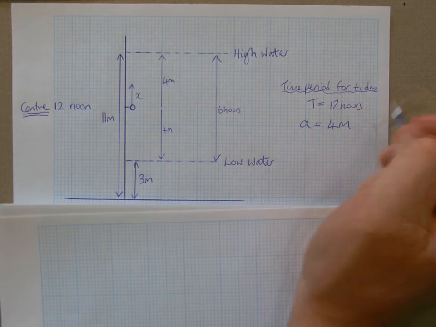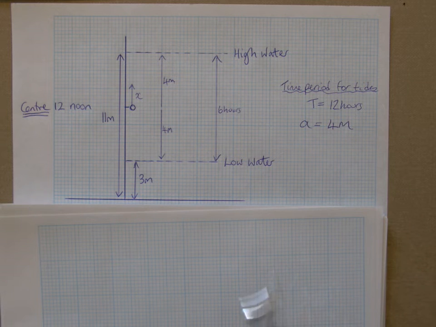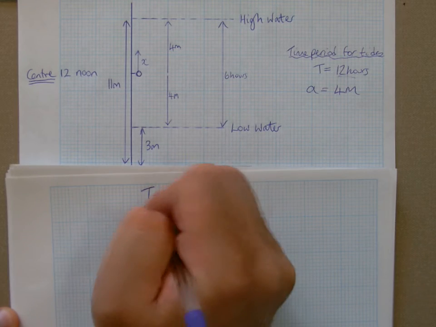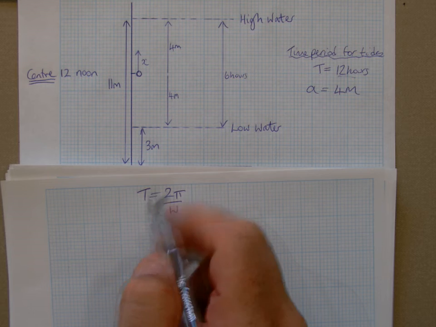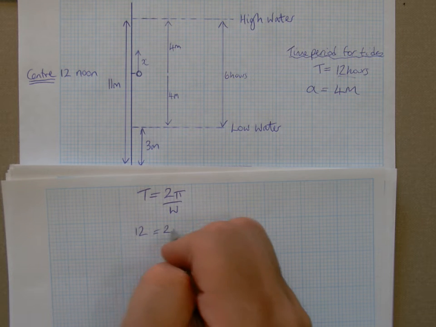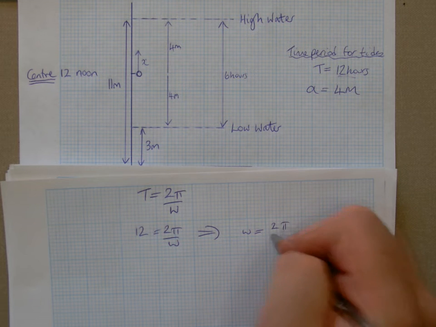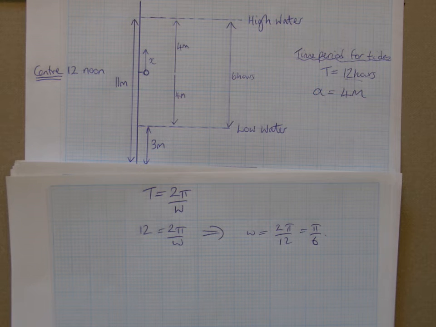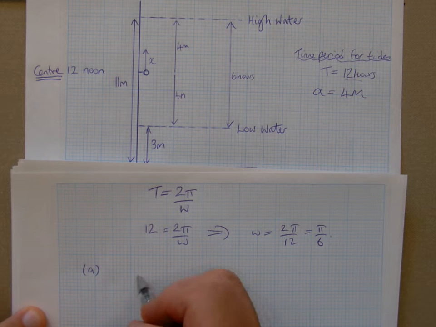Okay, meters. From this information, we can work out things like the time period. Well, we've got the time period there. We can work out what omega is. T is 2 pi over omega, so we put 12 in there, and we can get omega to be 2 pi over 12, which is of course pi over 6. So that's my omega. That's good. So I know omega, I know A, and that enables me to answer part A, where it says find an expression for x in terms of t.